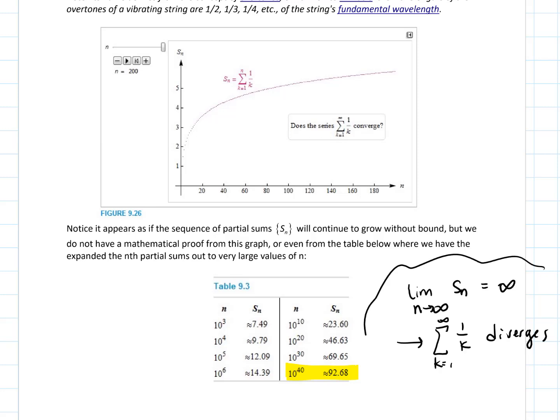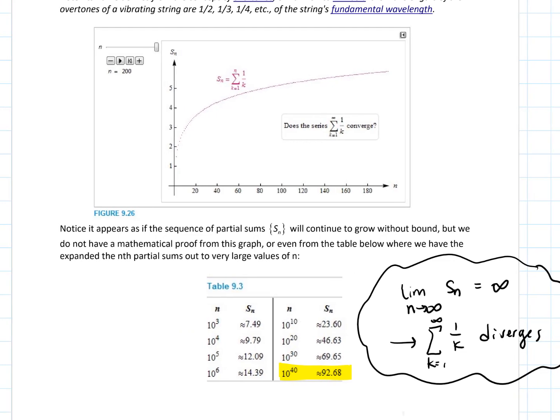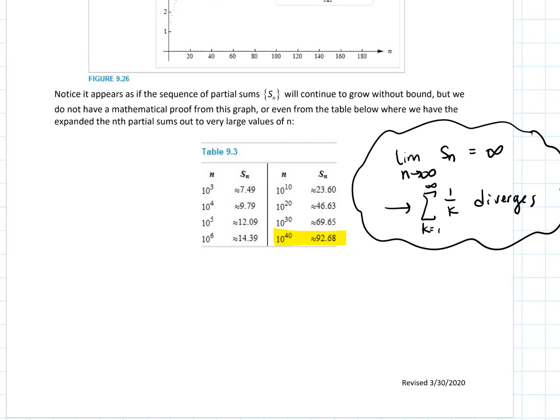I use that as a nice illustration, because if we were to actually take the limit as k approaches infinity of 1 over k, we do get 0. So the terms themselves approach 0, but as we add them up in an infinite fashion, we get infinity. And so notice that this tells me nothing. Okay, so this tells me nothing. I have to do more work.